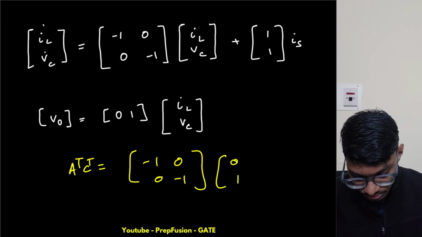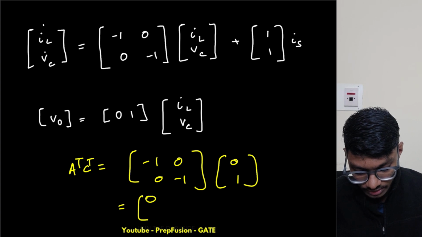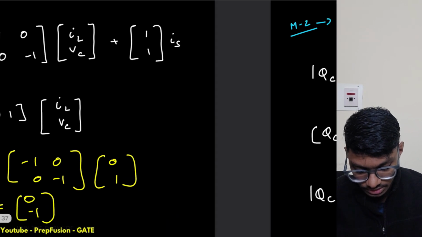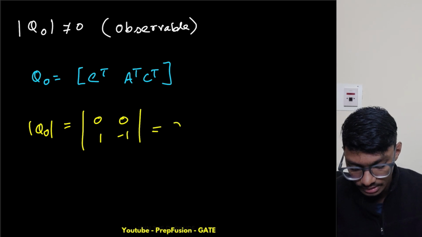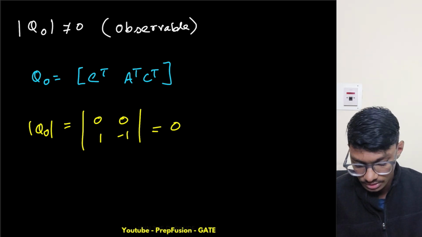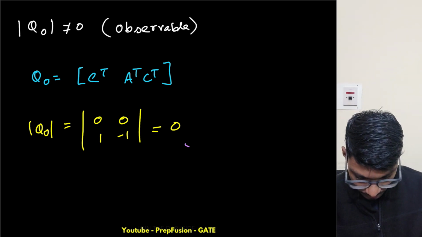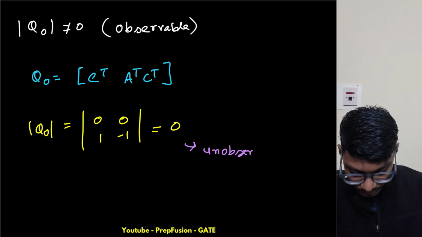It is 0 comma 1, right? So what does this become? This becomes minus 1 times 0 and 0 times 1. So this is 0, right? And this becomes 0 times 0 minus 1 times 1. This is minus 1. So I'm getting here 0 minus 1. So what is the determinant again? I can again see that my determinant is 0 itself. So again from here I can say that it is unobservable.